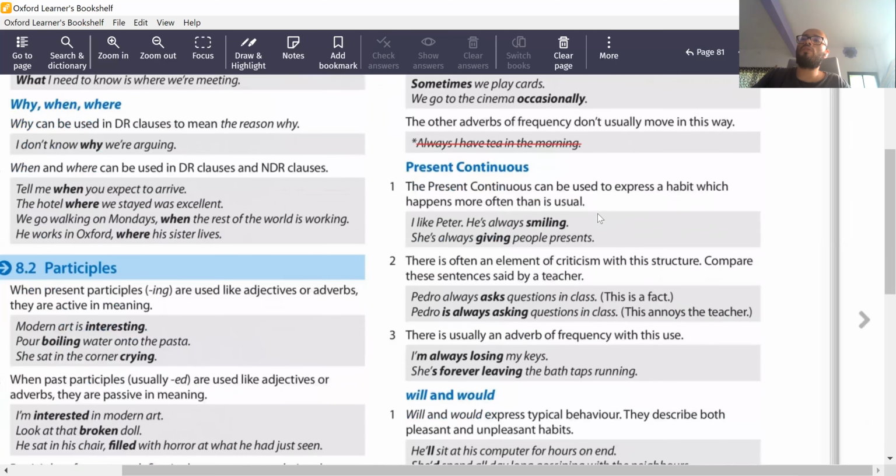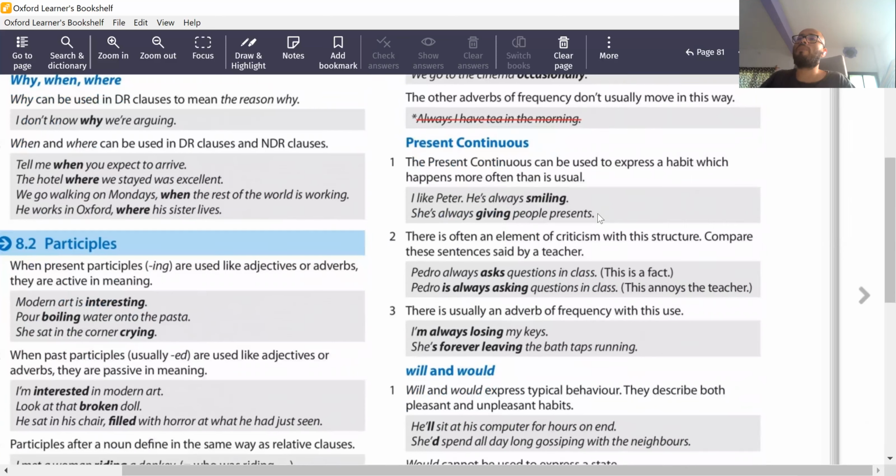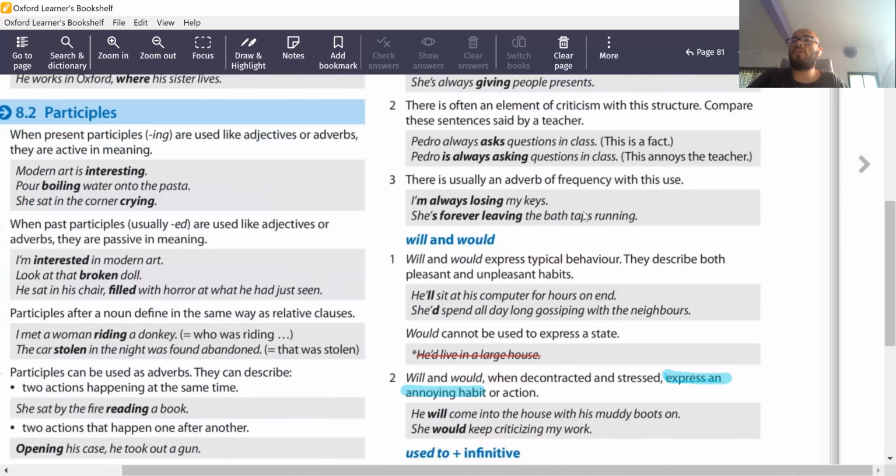Then the present continuous sometimes expresses a habit which happens more often than usual. Yeah, I like Peter. He's always smiling. No, sometimes it can be in a positive or negative way, depending on the sentence that you are mentioning. I'm always losing my keys. I'm always hitting my things because I am a little bit clumsy.